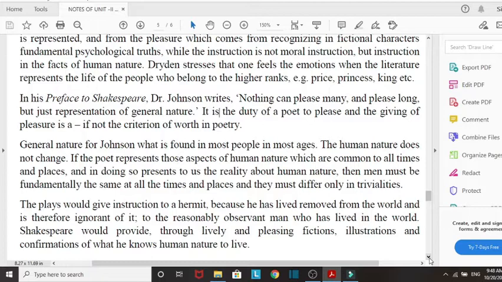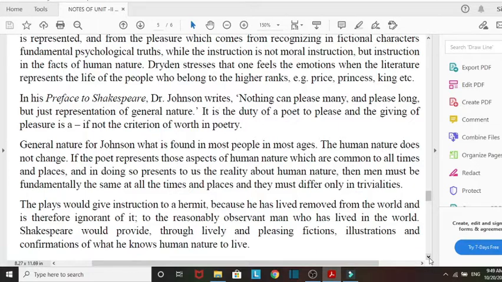So actually this is the duty of a playwright: to give instruction on how people should lead their life, how they should behave, how they should treat each other, how a man should behave like a man, how a human being should behave like a human being, because humanity is important. Humanity is always at the highest priority; we should give priority to humanity first. So that is a very important thing which Dr. Johnson is talking about here.